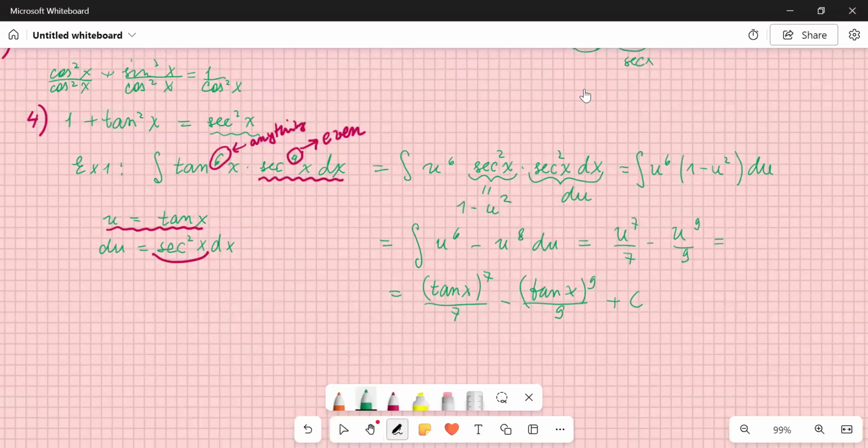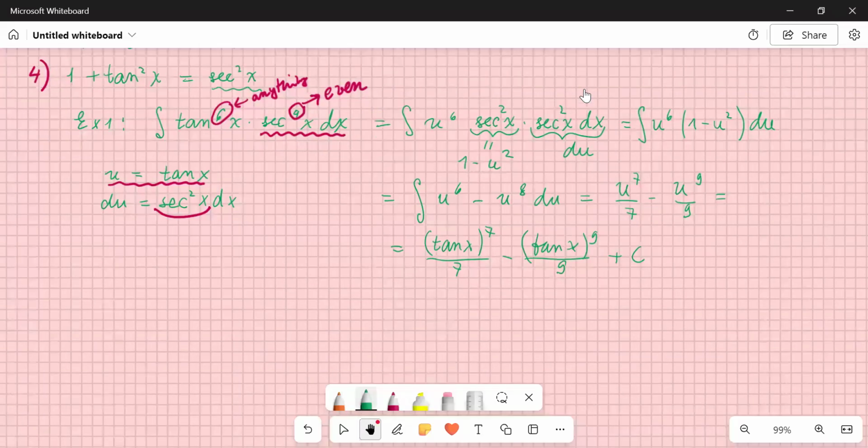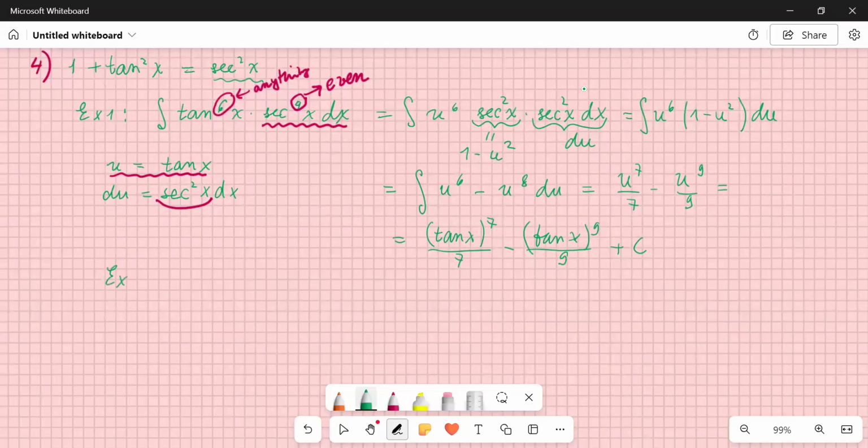Okay, let's move to example number 2. Now, let's consider example number 2. Tangent to the power of 5 of x, secant to the power of 7 of x. It's kind of high powers. So here, guys, we check the power of secant. It's not even. So kind of not good. The substitution of tangent is not going to work.